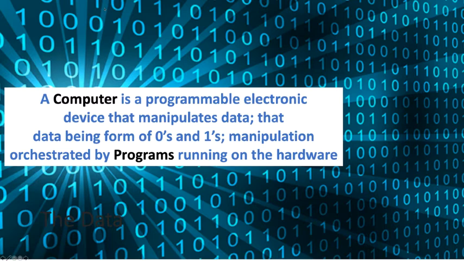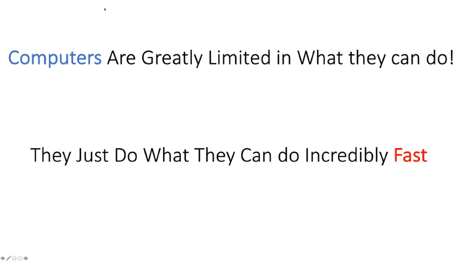The data is in the form of zeros and ones, i.e. it's binary data, and the manipulation of that data is performed by the programs running on the hardware, telling the hardware what to do. Computers are great, but they're actually incredibly limited in what they can do. They're very stupid machines. They can compare digits. They can add, subtract, multiply, and divide numbers, whether those numbers are integers, floats, or doubles. But what they can do and why everybody uses them is because they do these operations incredibly fast.